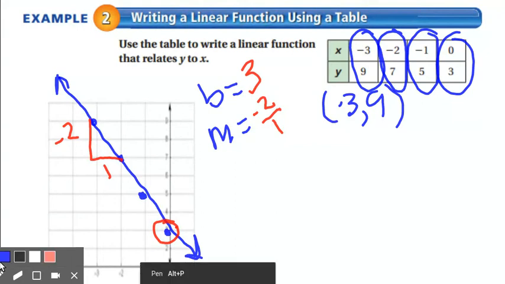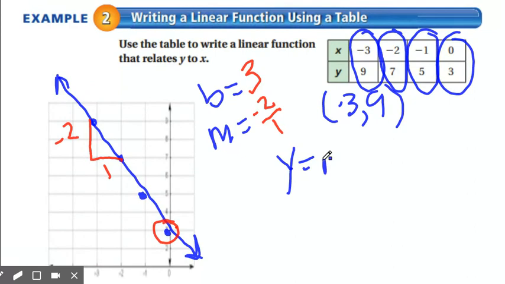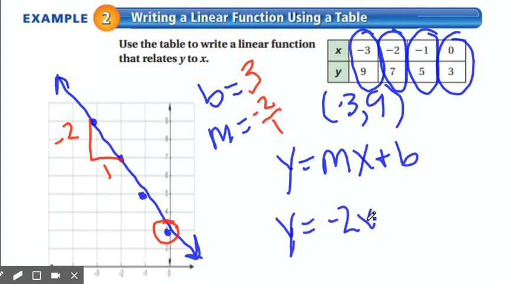So, quick recap from the first example. y equals mx plus b. And when we plug in our slope and y-intercept values, that gives us y equals -2x plus 3. So that is the equation that goes with the xy chart that we were originally given up at the top there.